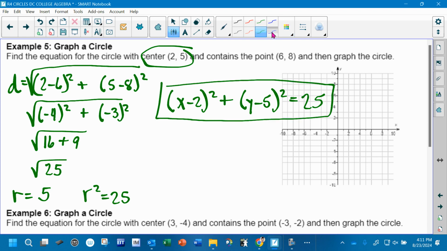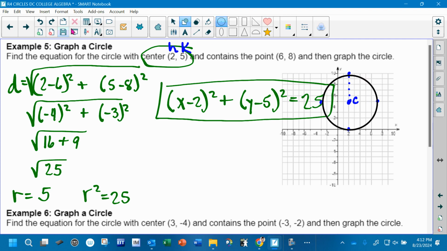And I'm going to try to get it drawn on here. So my center is 2, 5. So there's my center. So that's your h and your k. And my radius is 5, so I'm going to go up 5. 1, 2, 3, 4, 5. And we're at 5. And 1, 2, 3, 4, 5. And I'm going to use my circle tool. Oops. Go back. Use the circle tool. And there we go.